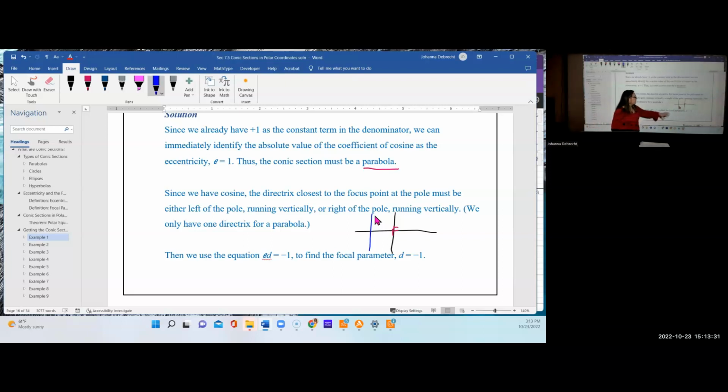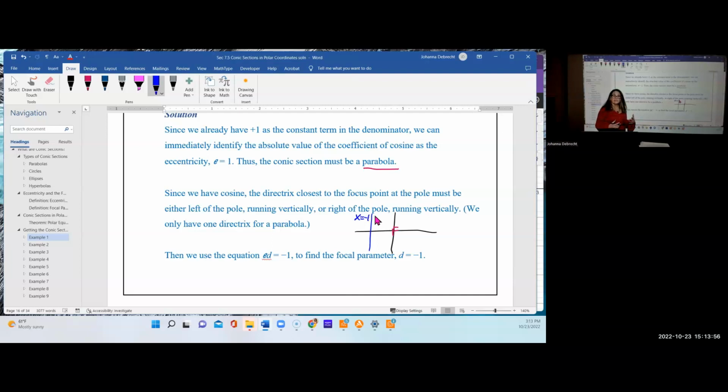Not only that, but I know exactly where this line is going to be because my focal parameter was -1, which means the distance between the focus point and the directrix line is 1. The distance has to be positive. Because it's to the left, this directrix line has to actually be x equal -1.